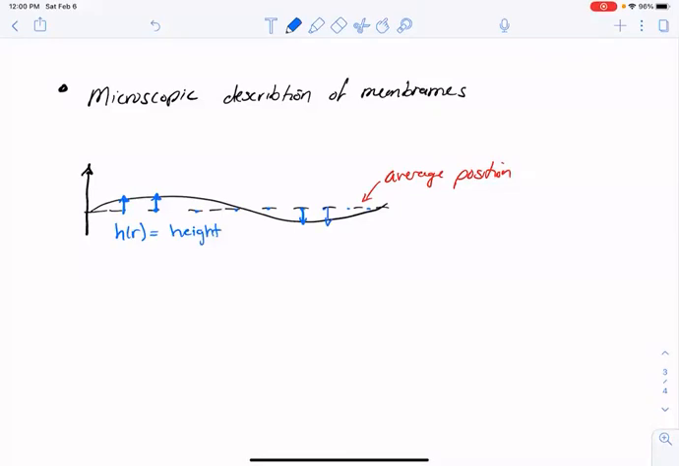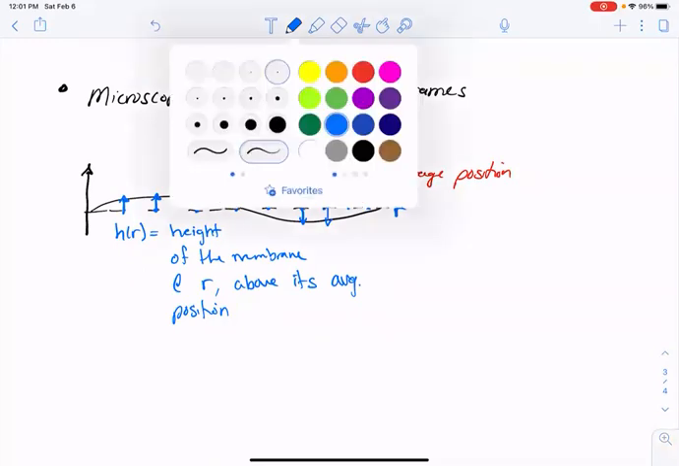It will represent the height of the membrane at r above its average position. And for each r, there exists a unique height, the collection of which uniquely determines the shape of the membrane instantaneously.